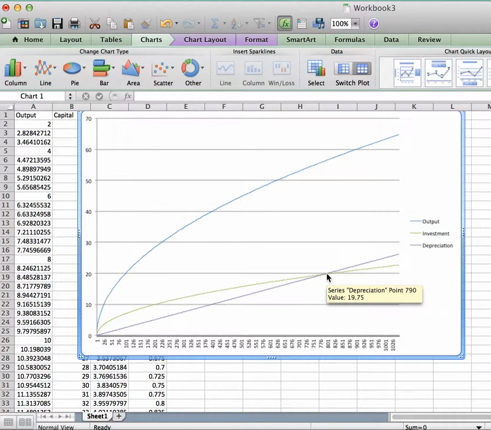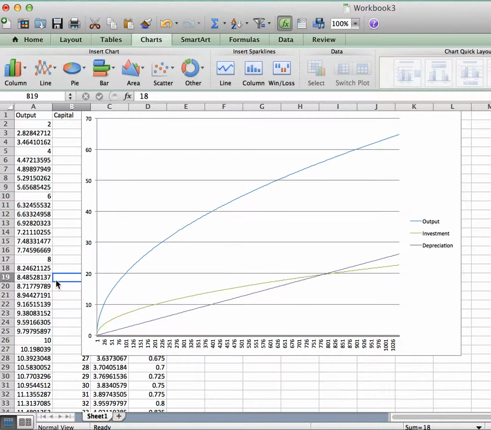Which is going to give you a steady state output. It looks like the depreciation point and value at the steady state is around 19 3/4. If you look on the spreadsheet, it's exactly 19.6. And the output steady state is right above that. Okay. Let's take a look in the spreadsheet so you can see.